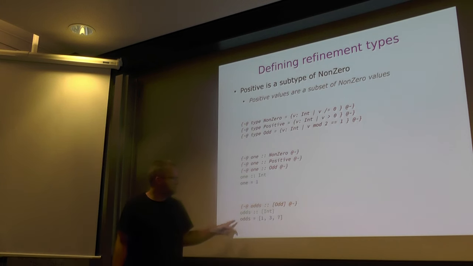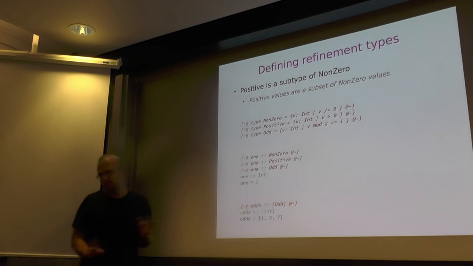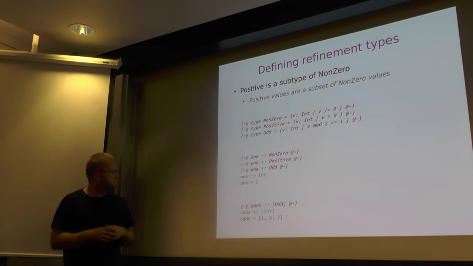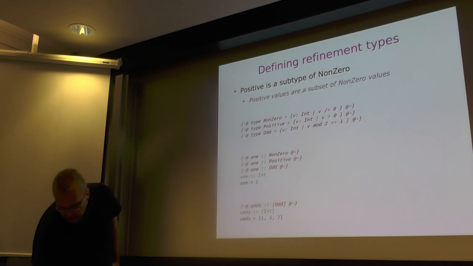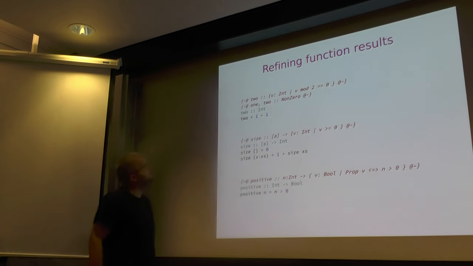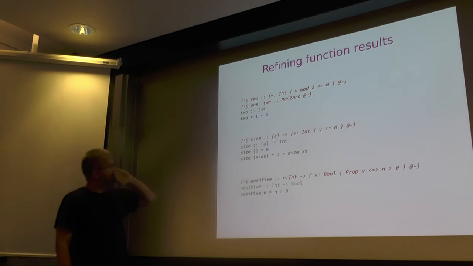And also, we can start combining things. So we define a list of odd numbers, some odd numbers, and we can define a refinement here that says, oh yeah, it's actually a list of odds which have been defined before, and this all works. So again, if you put an even number into the list, it would fail. So these are first simple examples for defining the type aliases. Now we are going to look at refining function results. We already did a little bit of that in the first slide, but let's look at some more interesting examples.